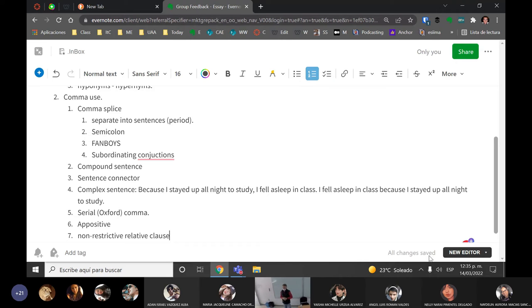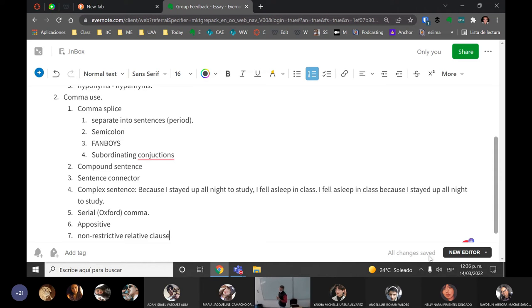Appositive: Mike, comma, a doctor, comma, went to the office. That's a noun phrase, an appositive. We would use commas there. And non-restrictive relative clauses, when it provides extra information, we could use a relative clause. We would use a comma before and after in that case as well. That's really the main uses.